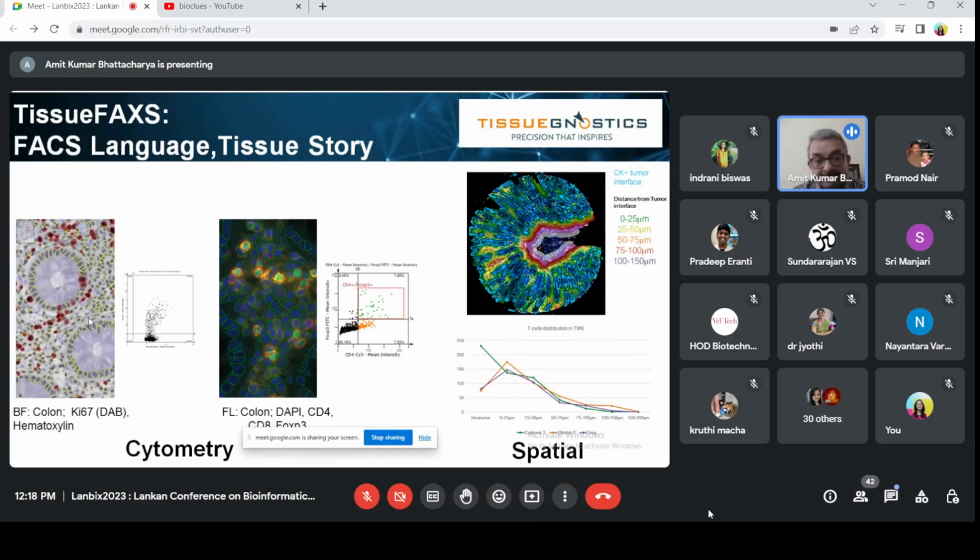Here, specimens can be stained either with bright field stains like hematoxylin and eosin (H&E), or with DAB, or with fluorescence. So we can do cytometric analysis with both. Once you get the cytometric analysis, that is, you get to know what cell types are there and in what numbers they are present, we do the spatial analysis of where they are present and what their spatial statistical distributions are.